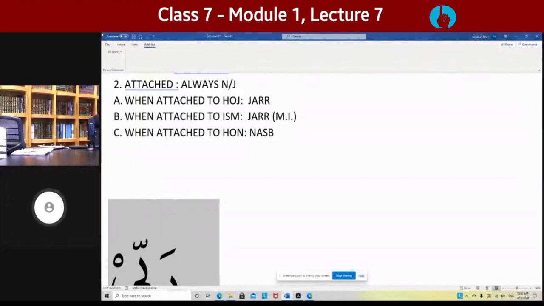Faiza, that's correct. Hum can be used for masculine and it can be used for masculine and feminine mixed. But if it's only feminine, then we're going to use hunna.